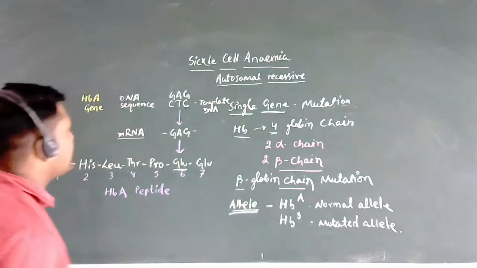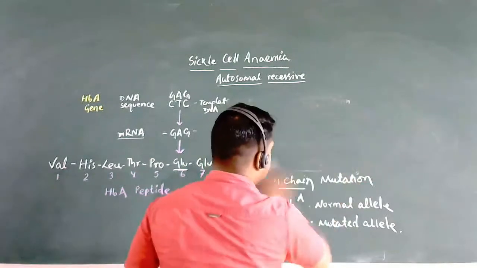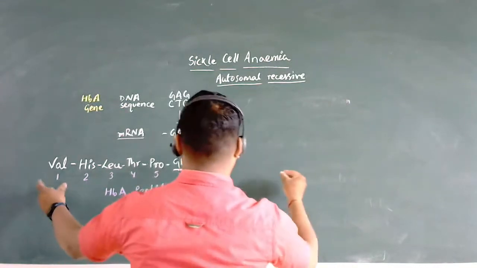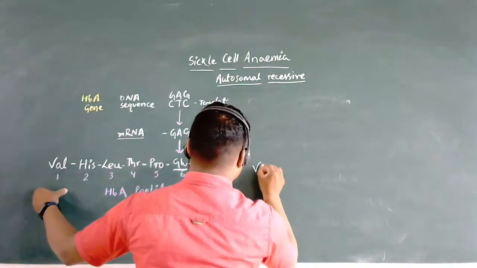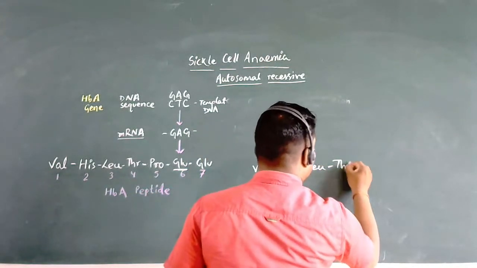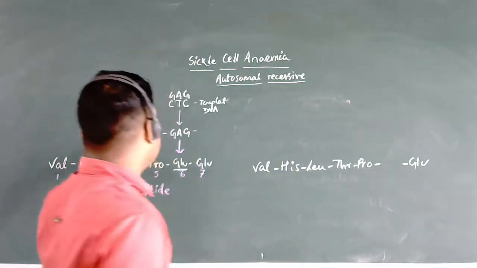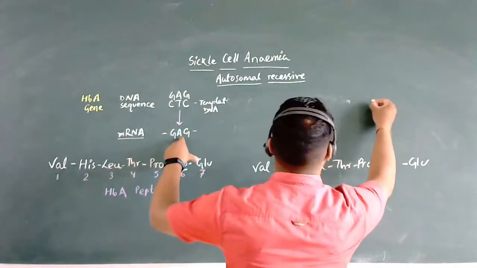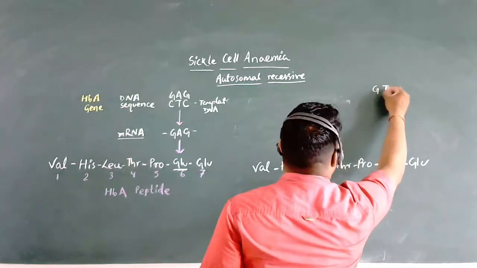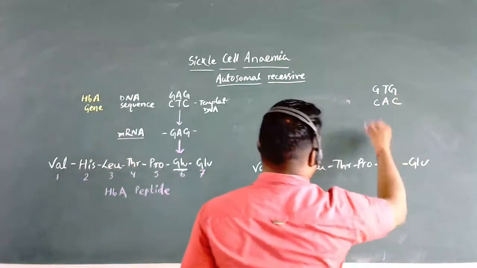Let's see just quickly. Let me make a separate one now here. Okay, so here we are going to have the same sequence. Let me write down first here. That is going to be the valine, histidine, leucine, threonine, proline, and something, and then glutamic acid. Now here you are going to be having a sequence of, let's say, G, T, G, and we're going to have the C, A, C. Okay, there is a mutation.